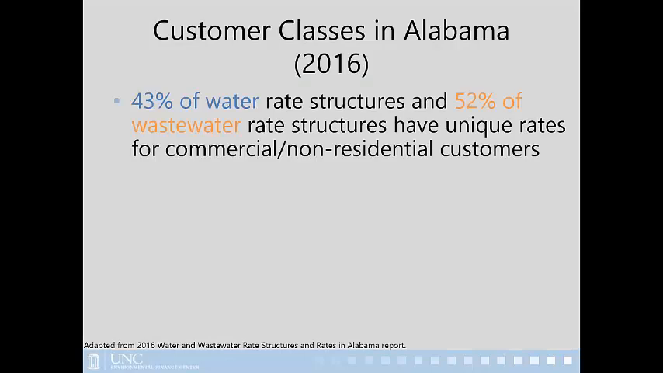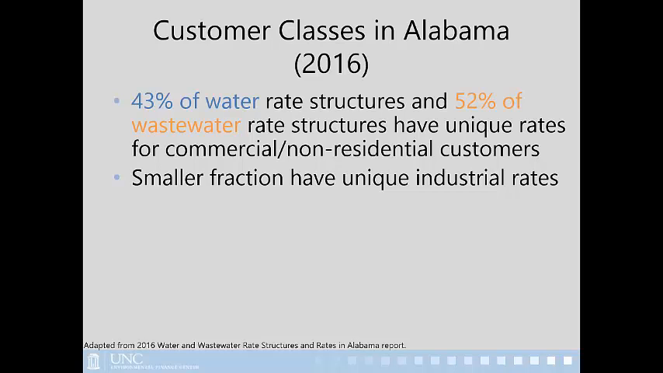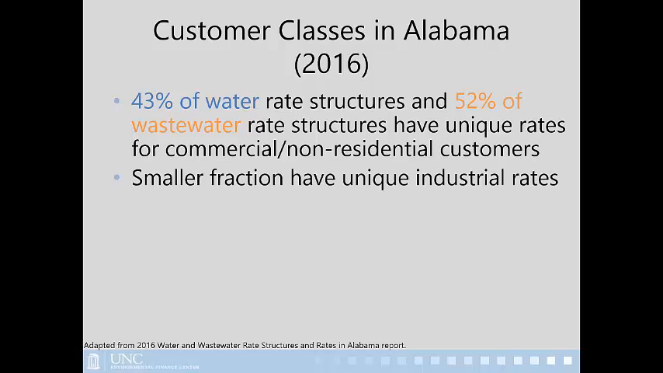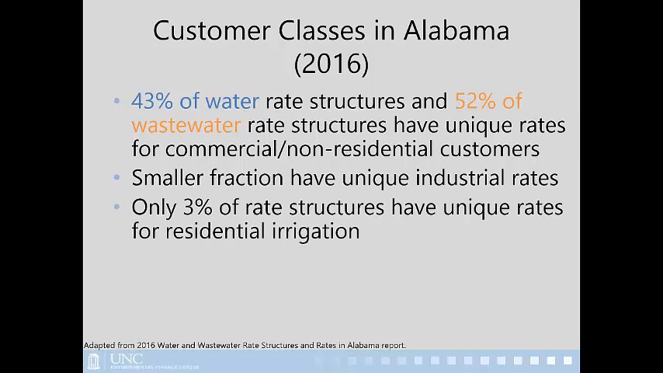Some quick statistics for Alabama. Some of these we talked about in the last session. 43% of water rate structures and 52% of wastewater rate structures have unique rates for commercial or non-residential customers. So they have a residential customer class and a non-residential class, and some of those utilities also have an additional industrial customer class. So it's a common process for the state of Alabama to have these different customer classes.